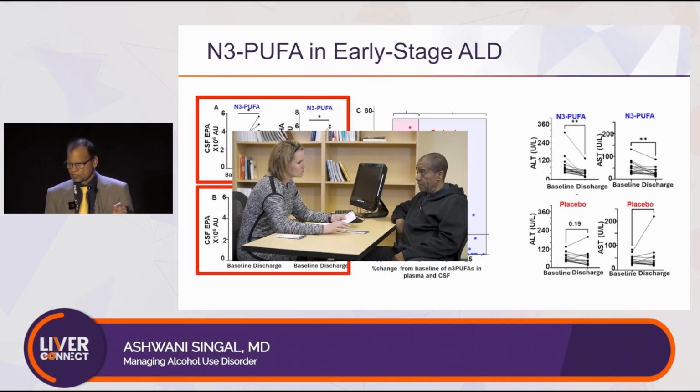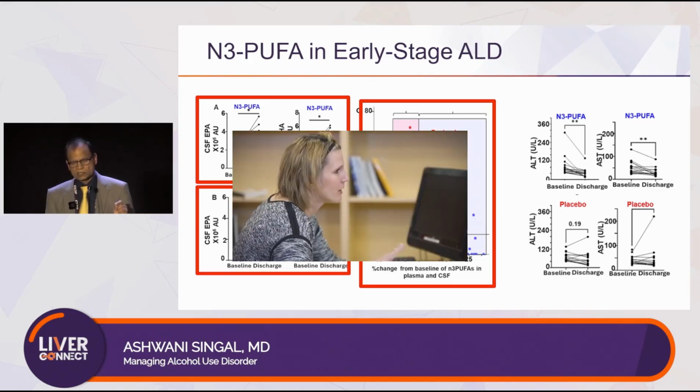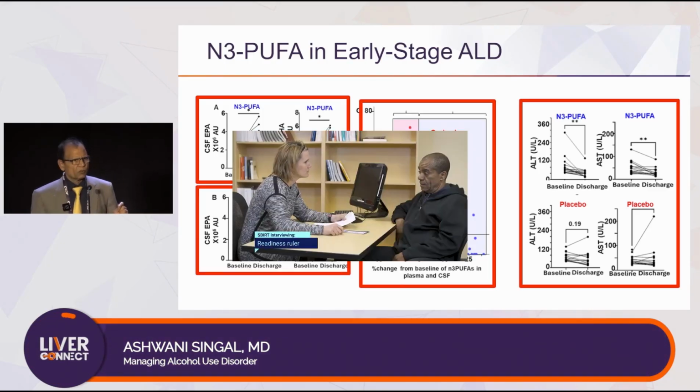There was a target engagement in the CSF, and this translated into a decrease in alcohol use, and then improvement in liver disease.